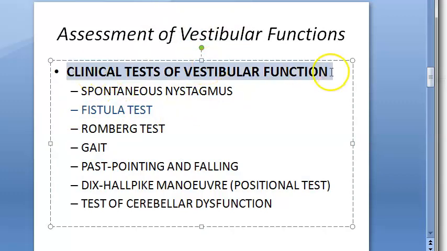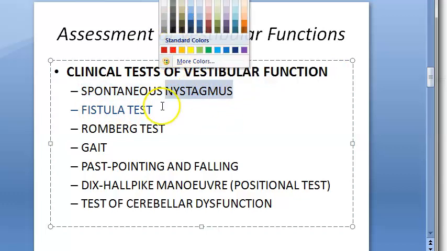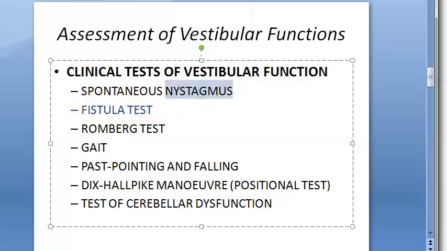Under clinical tests, we have seen spontaneous nystagmus, then the fistula test, Romberg test, gait, and positioning, etc. Past pointing, falling, the Dix-Hallpike maneuver, and tests of cerebellar dysfunction. So there are a lot of clinical tests.